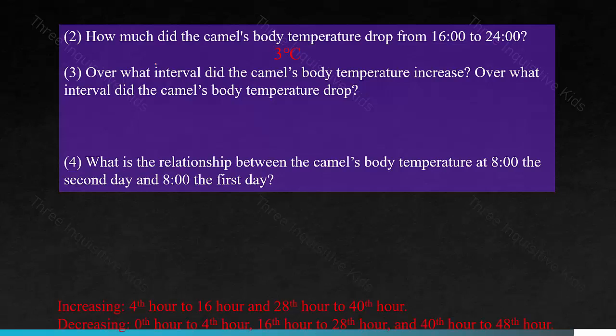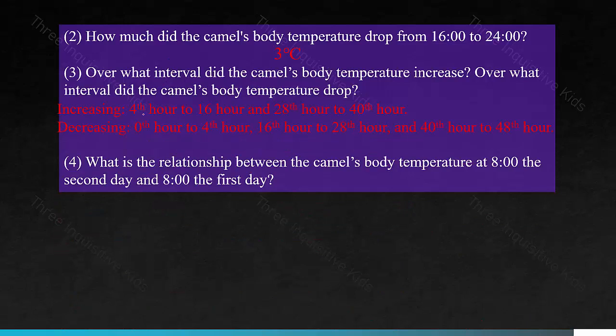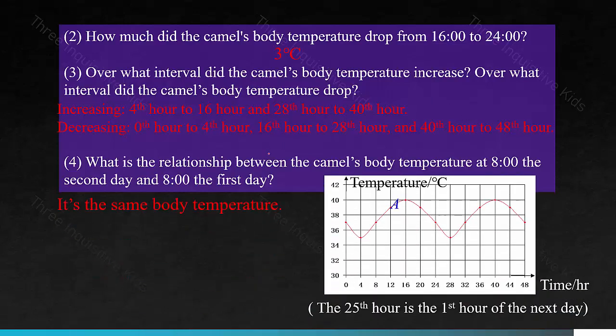And for the third question, our answer would be, it's increasing from the 4th hour to the 16th hour and from the 28th hour to the 40th hour. It's decreasing from the 0th hour to the 4th hour, from the 16th hour to the 28th hour, and from the 40th hour to the 48th hour. What is the relationship between the camel's body temperature at 8 o'clock the second day and 8 o'clock the first day? So 8 o'clock the first day would be this point. 8 o'clock the second day, you have to add 24 to it. That's 32. As you can see, they are at the same y-axis, so it's the same body temperature.